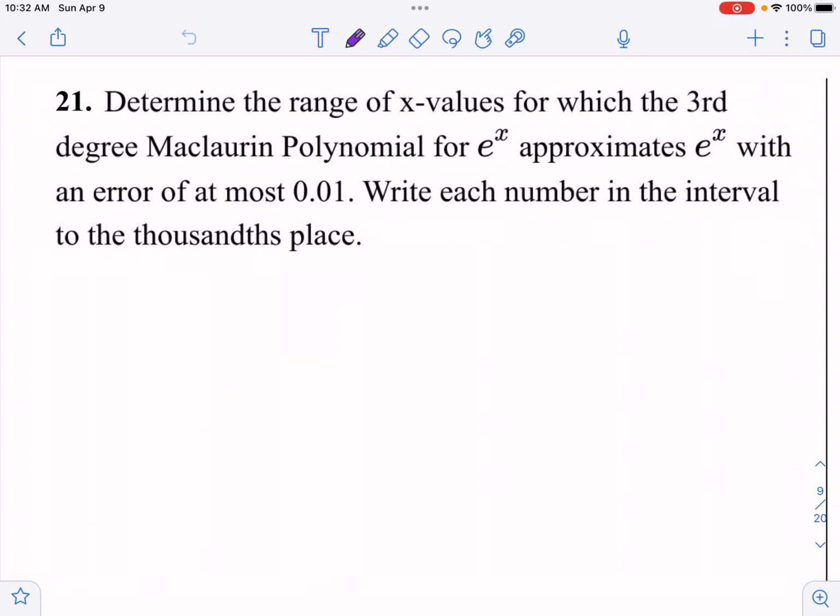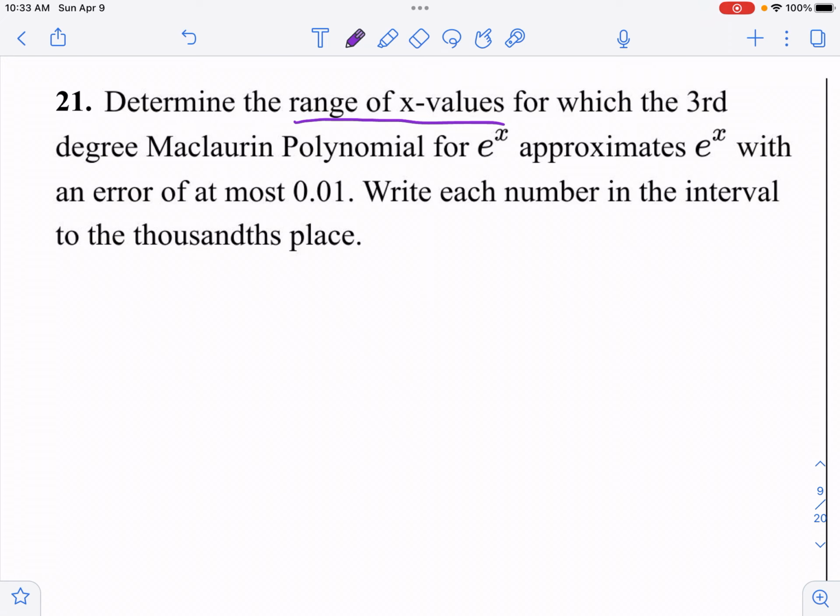All right, this problem says determine the range of x values for which the third degree Maclaurin polynomial for e to the x approximates e to the x with an error of at most 0.01. Write each number in the interval to the thousandths place. Okay, so a range of x values means we're going to use a graphical technique, or at least that's what this problem was implying.